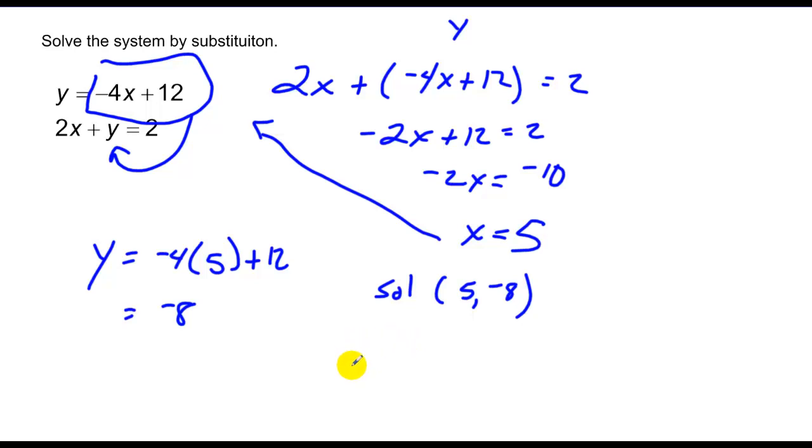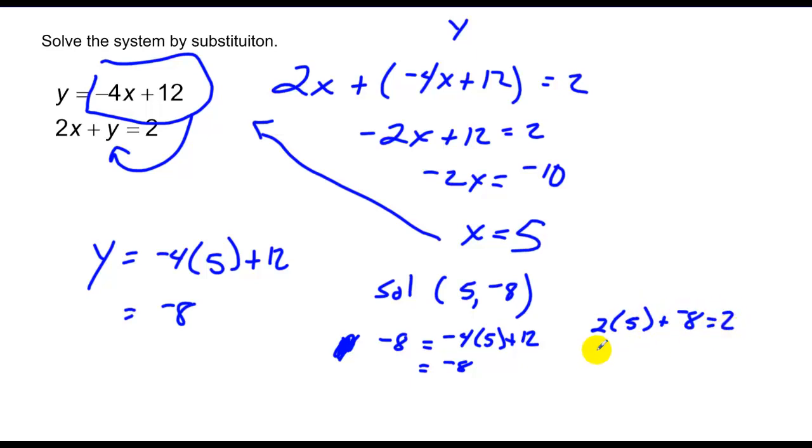We'll do this one more time and then we'll stop checking. I need y to equal negative 8, equals negative 4 times 5 plus 12. And certainly that's negative 20 plus 12, which is negative 8. Good to go there. And then 2 times 5 plus negative 8 should equal 2, and 10 minus 8 is equal to 2, and it checks.